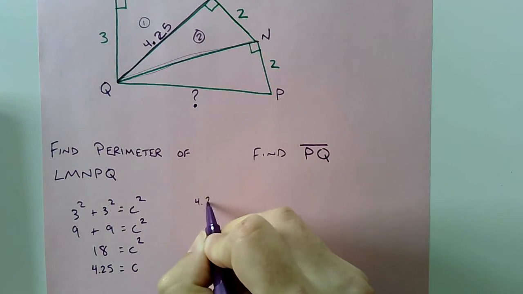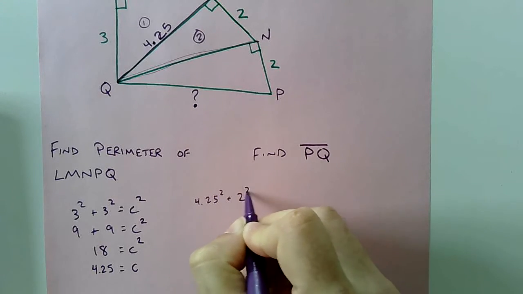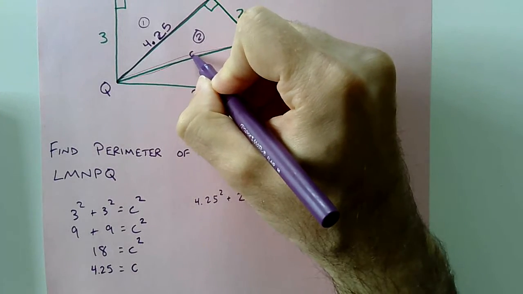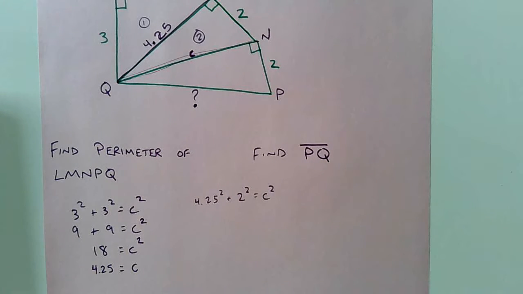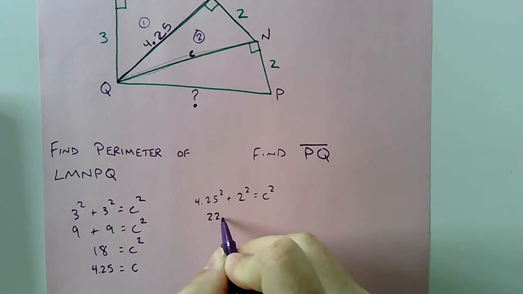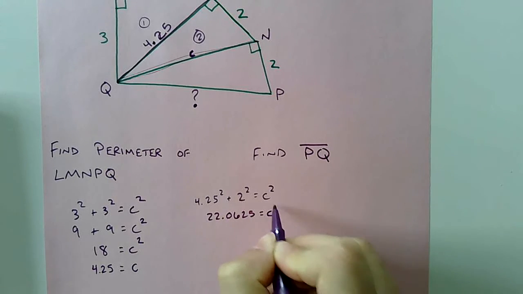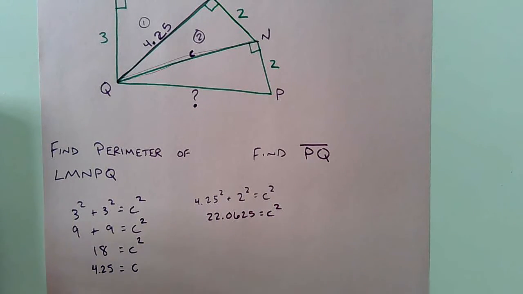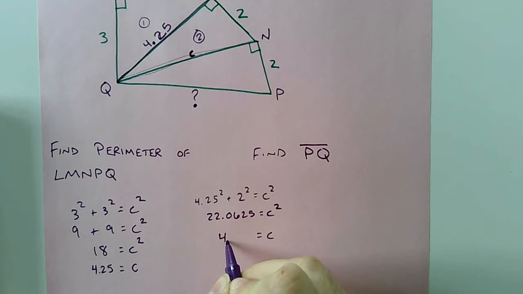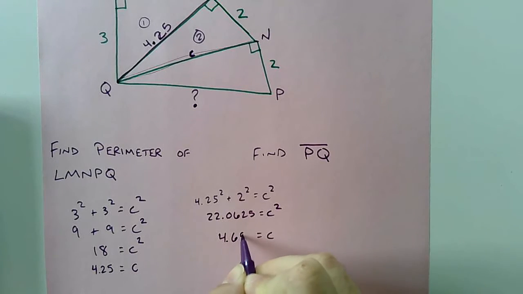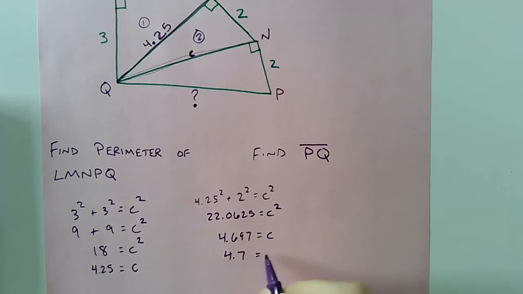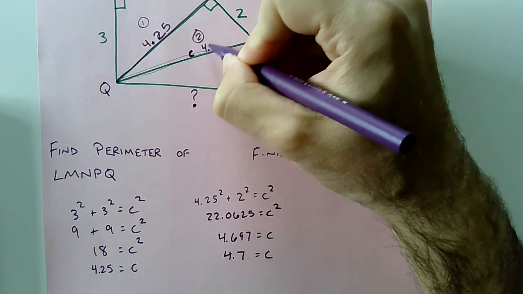So now I have 4.25 squared plus 2 squared equals my missing c. This is my new c that I'm trying to find. So 4.25 squared plus, well, 2 squared, which is 4, gives me 22.0625 equals c squared. And then we're going to go ahead and square root that value. Gives me roughly a c value of 4.697697, or we might just round that to 4.7. All right, so this becomes 4.7.